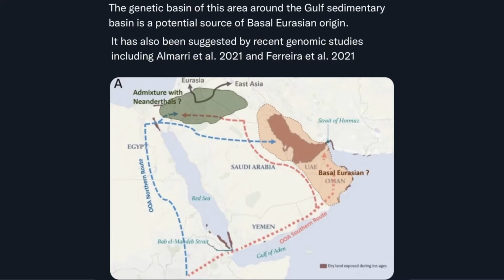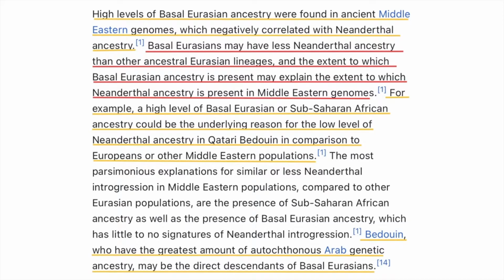So the genetic basin of this area around the Gulf Oasis Basin is a potential source of the Basal Eurasian origin. High levels of Basal Eurasian ancestry were found in ancient Middle Eastern genomes, which negatively correlated with Neanderthal ancestry. Basal Eurasians may have less Neanderthal ancestry than other ancestral Eurasian lineages, and the extent to which Basal Eurasian ancestry is present may explain the extent to which Neanderthal ancestry is present in Middle Eastern genomes.